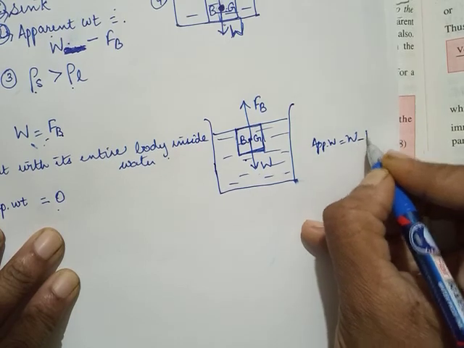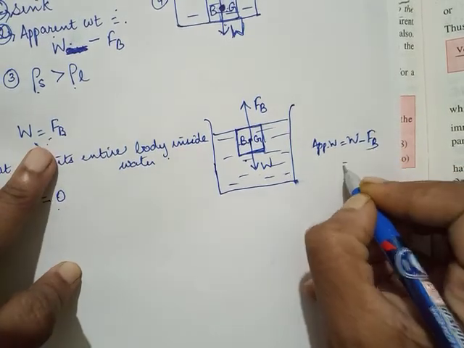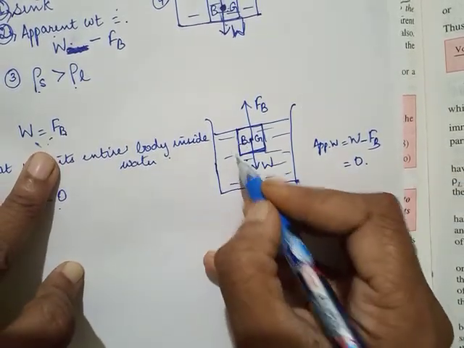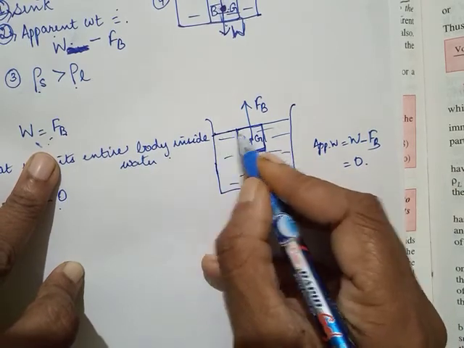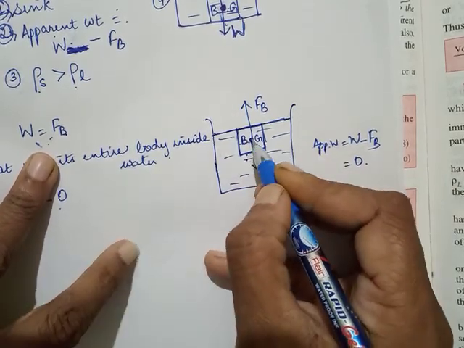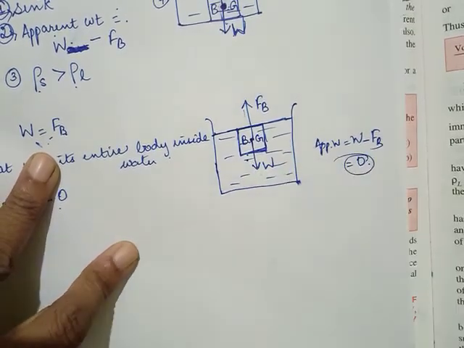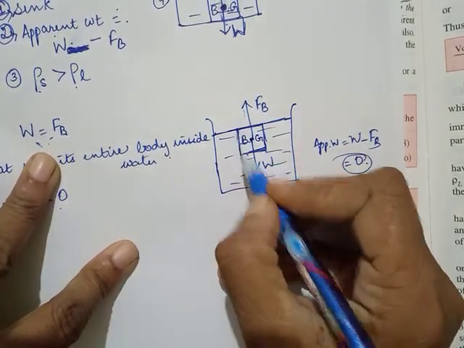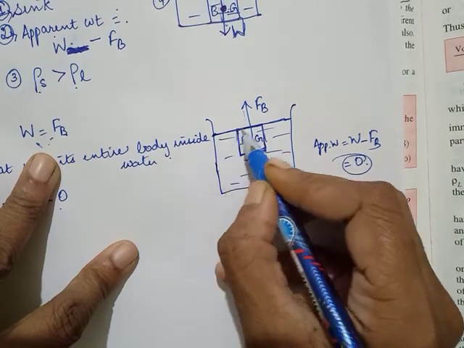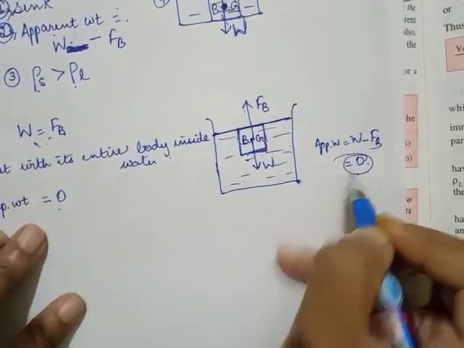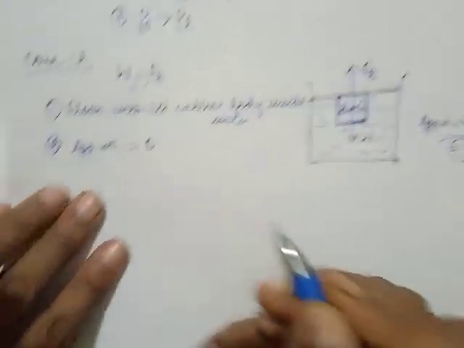Weight in air minus upthrust, and here both are equal, so apparent weight will be 0. When a body is floating with its entire body inside water, if you put a spring balance here and see its weight, it will be showing 0. If a body is floating with its entire body just inside water, its apparent weight will be 0.